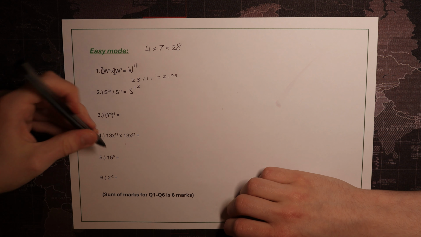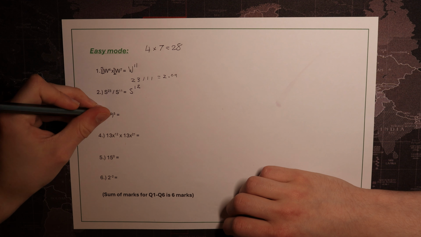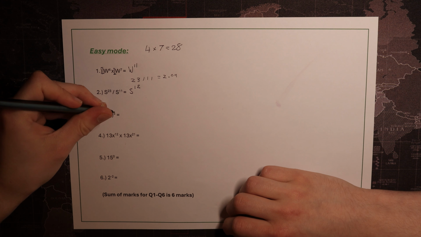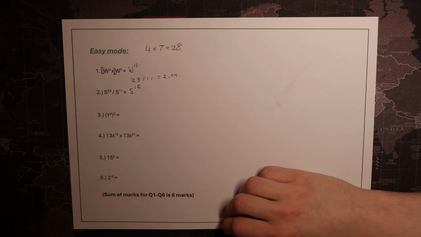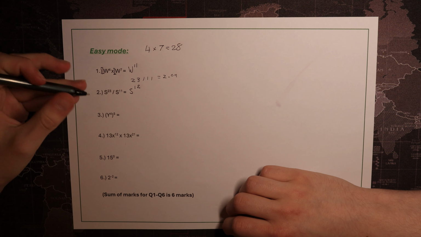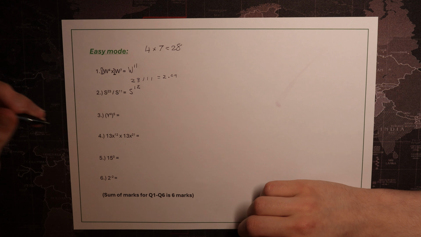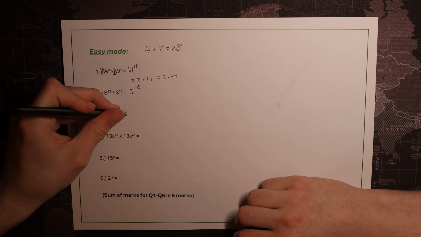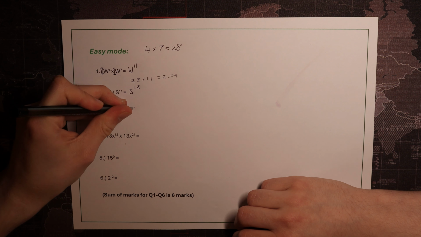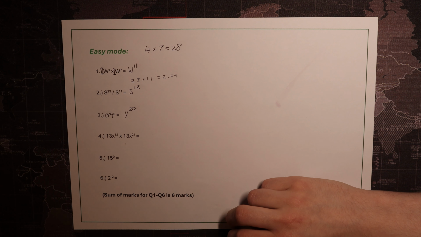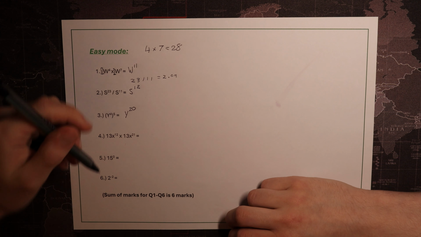Now, with question 3, with y to the power of 4 in brackets, and then outside the brackets you've got a power of 5. This is a power on power law. Now, power on power, we do indeed times. So therefore, we do y to the power of 4 times that by 5, so 4 times 5 is 20, so your answer is y to the power of 20. Quite simple, right? Now we get a little bit harder.